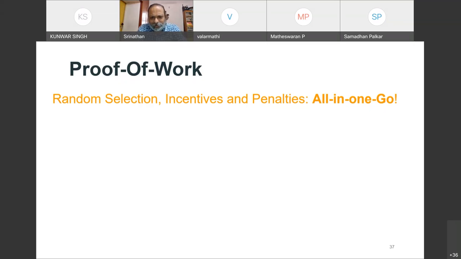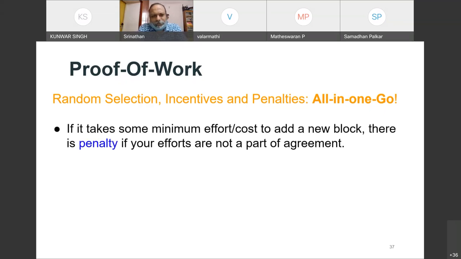So let us see what that is, and it will be clear that it has some level of random selection, it has incentives and some level of penalty. So game theory should start to kick in, and you can just make the system agree on the longest chain. Let us see what is proof of work.